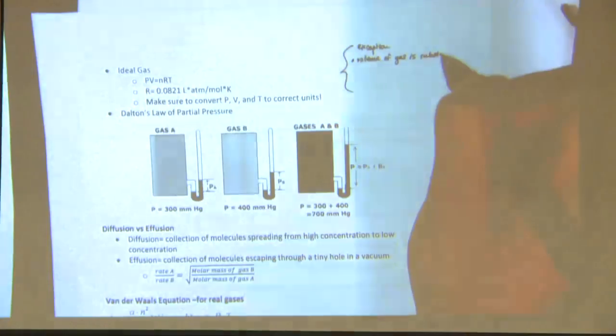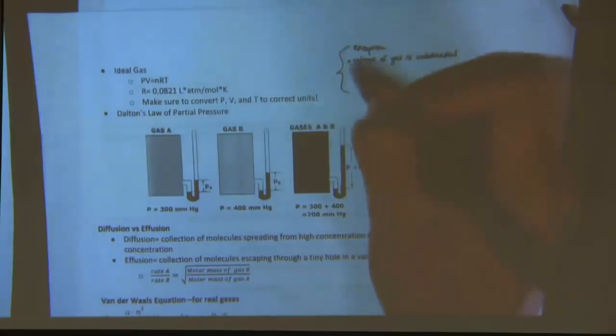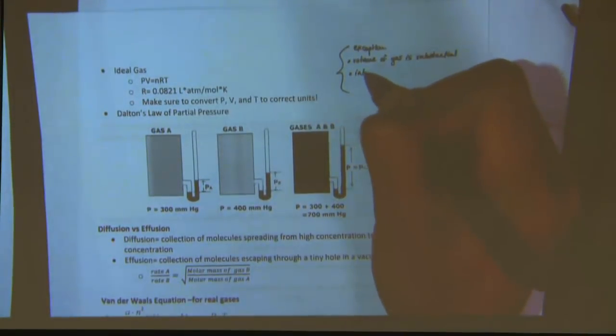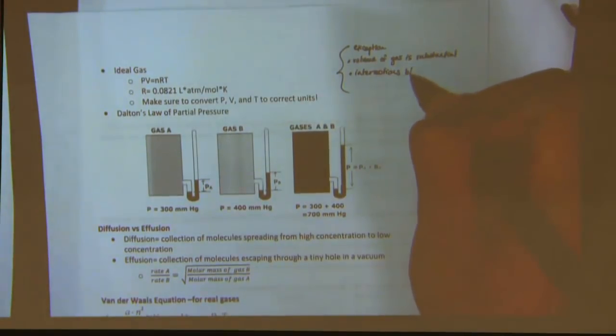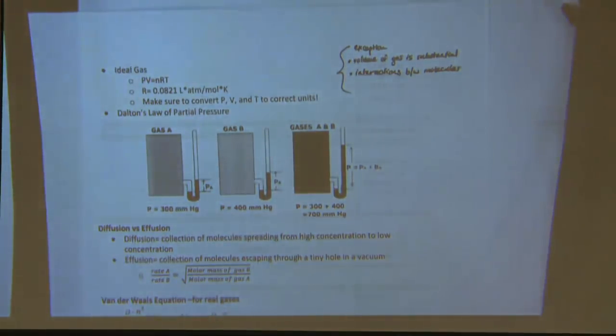include when the volume of the gas is substantial, and when interactions between the molecules are substantial as well. That occurs when we have really cold temperatures, when they're moving really slowly. So something to remember is PV = nRT.